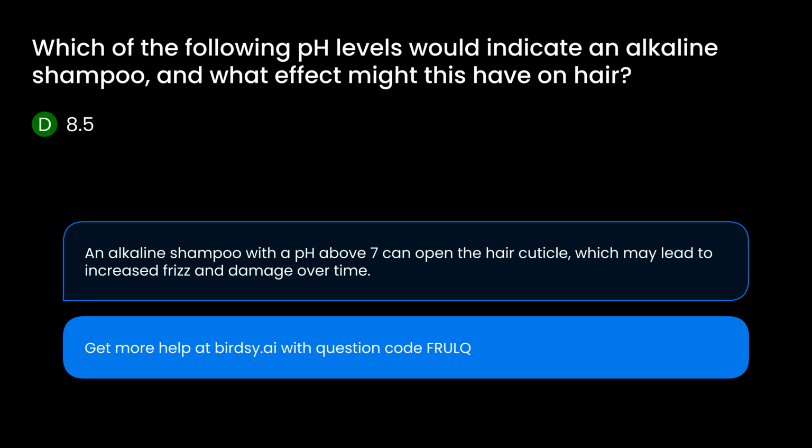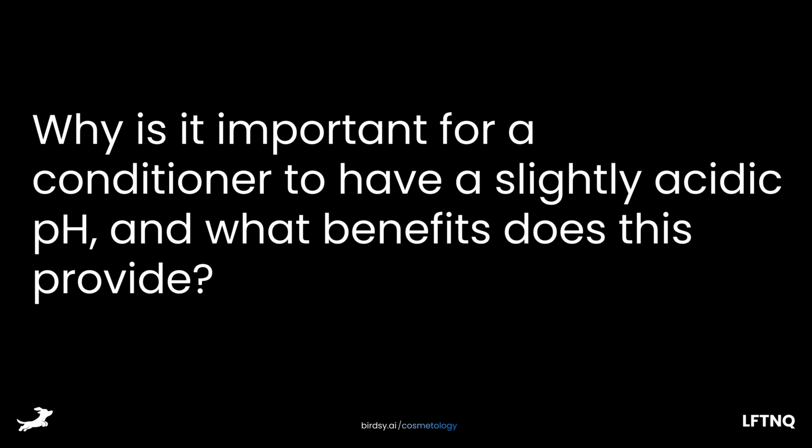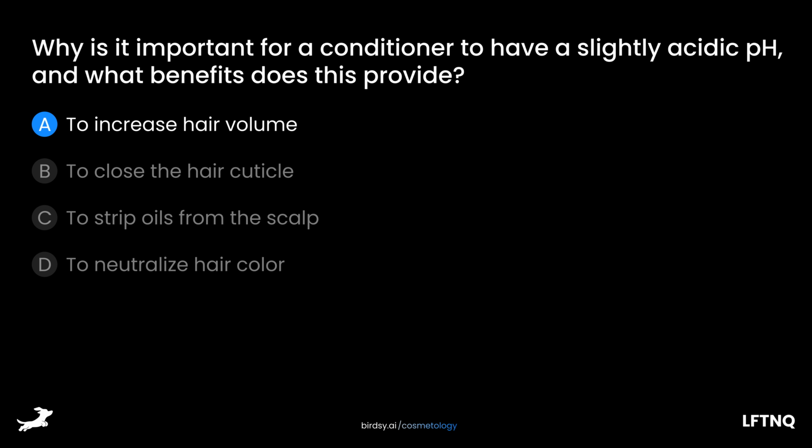An alkaline shampoo with a pH above 7 can open the hair cuticle, which may lead to increased frizz and damage over time. Why is it important for a conditioner to have a slightly acidic pH, and what benefits does this provide? Is it A, to increase hair volume, B, to close the hair cuticle, C, to strip oils from the scalp, or D, to neutralize hair color?